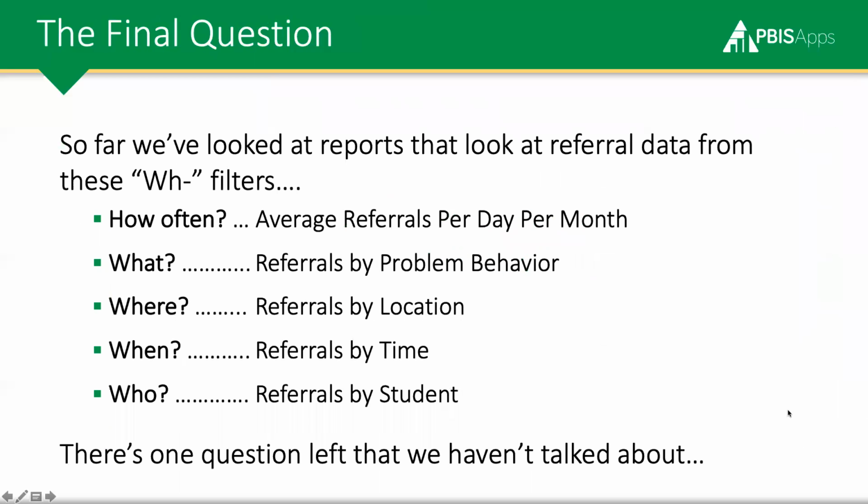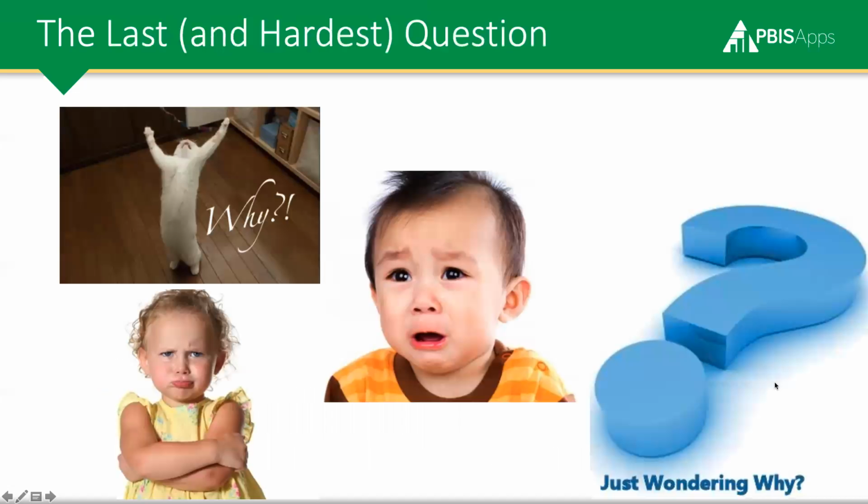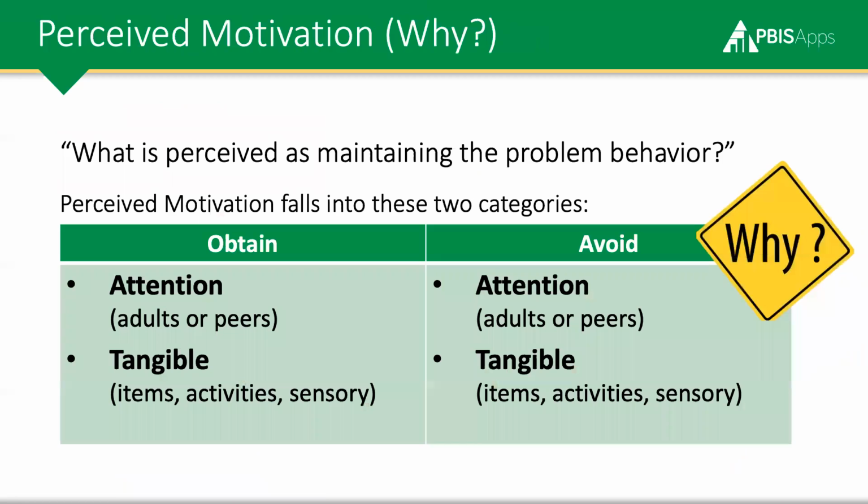And then finally, that final question, the one we haven't talked about. We've looked at how often, which is the average referrals per day per month. We've looked at the referrals by problem behavior, the location, the time, and the students. But the one that we haven't talked about is the most difficult. It's the hardest question, and it's why. Why is this happening? It's the last one, but it's pretty important because it helps put everything else in perspective and understanding of why this problem behavior is happening in this context.